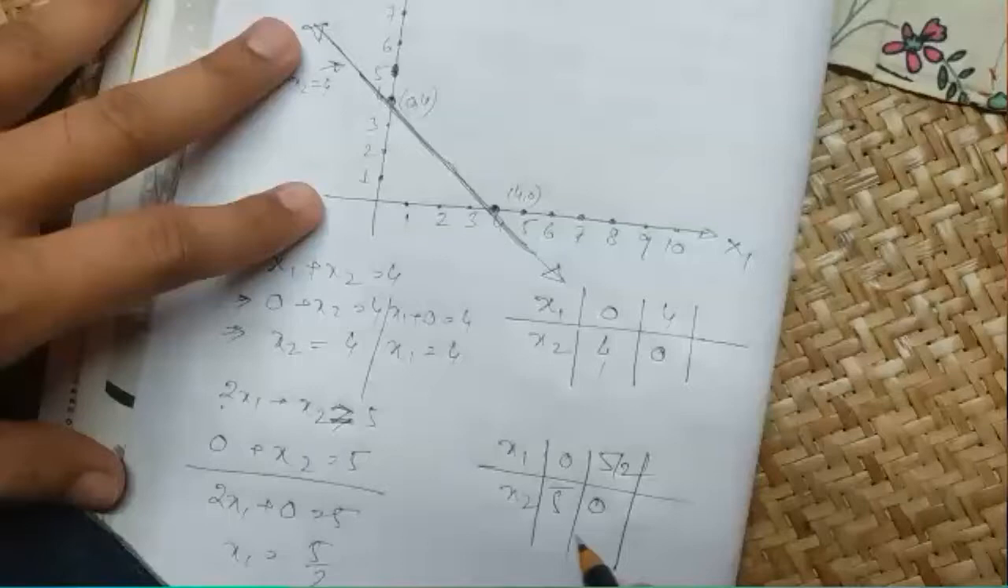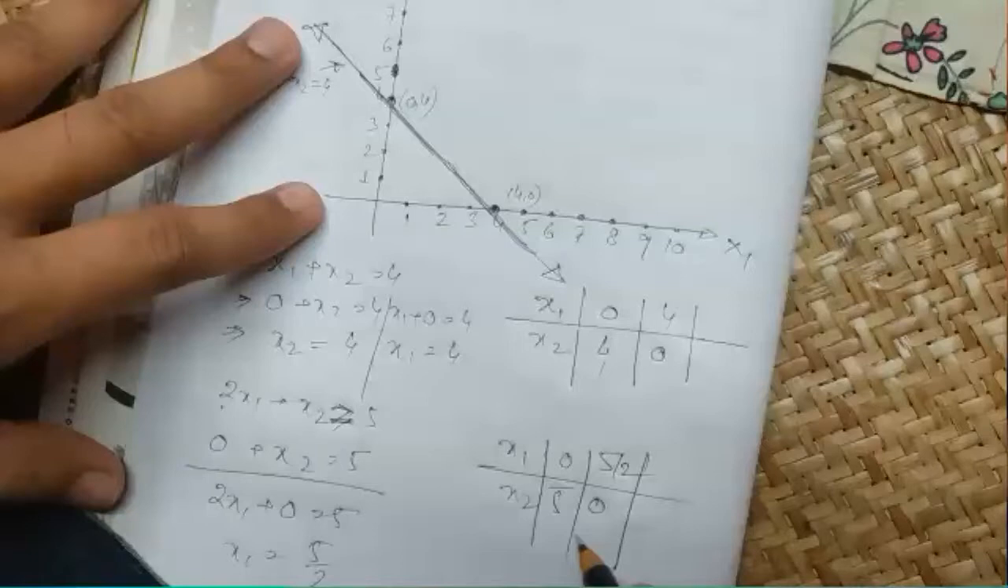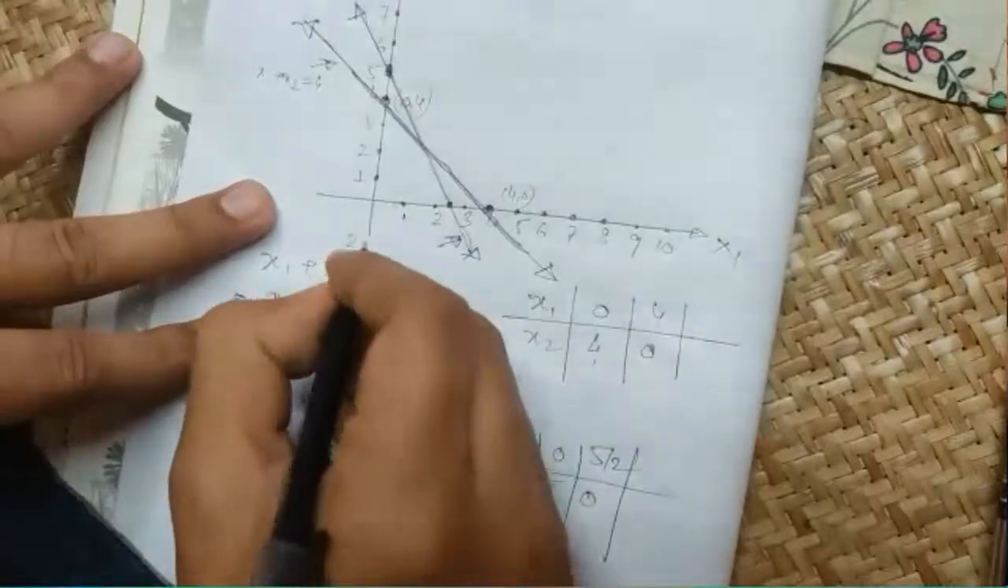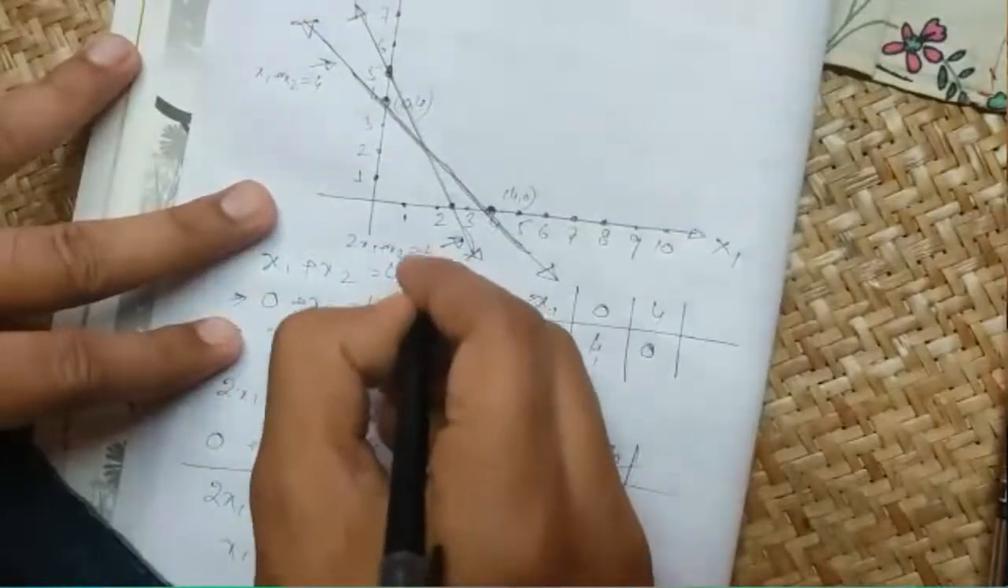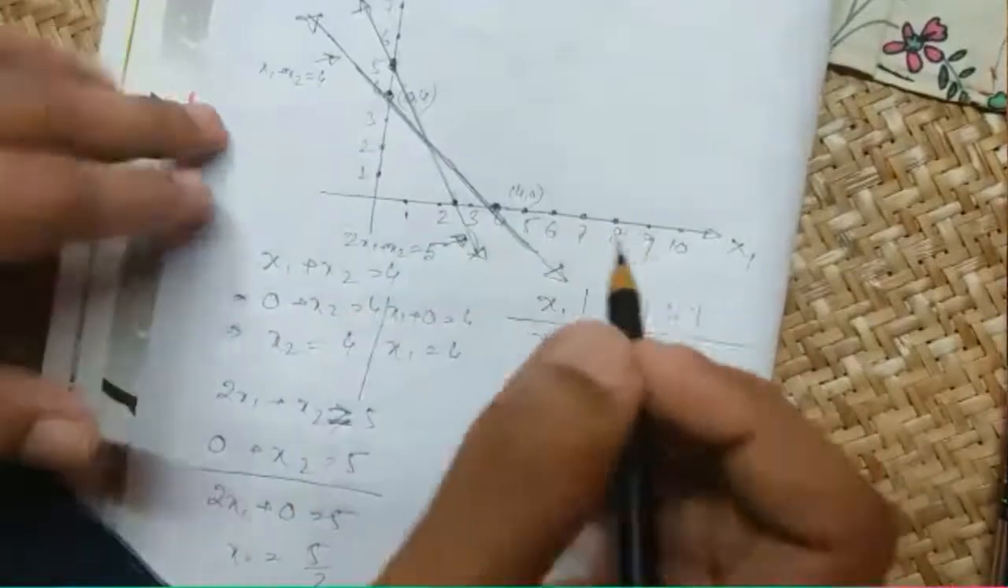So now we have got two different points to join. Okay, so we have got this other constraint. This is the line of the second constraint, that is 2x1 plus x2 is equal to 5. Okay, so these are two different lines.